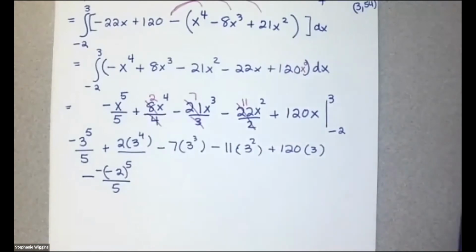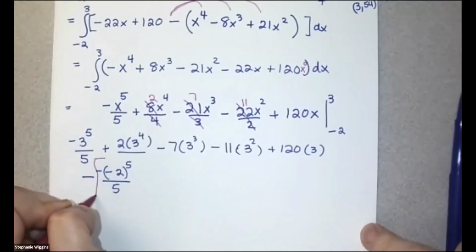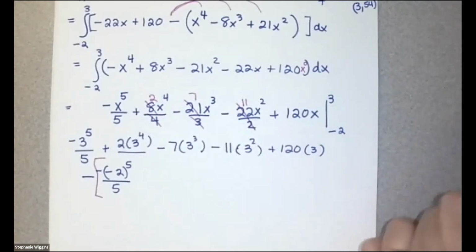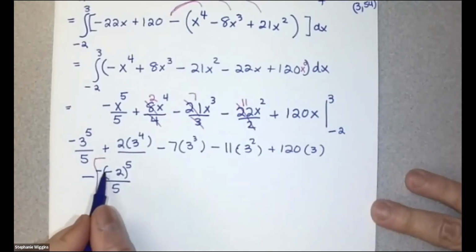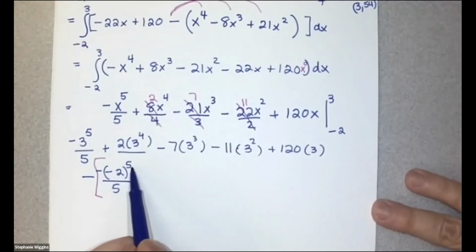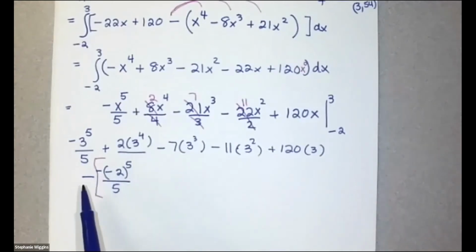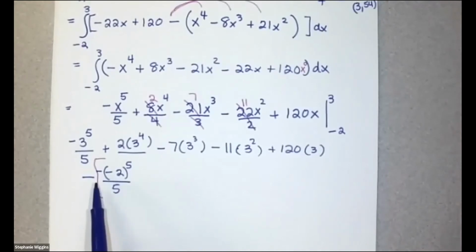So just to avoid confusion, let me put brackets around here. We're subtracting the whole thing when we plug in negative 2. So yes, we do have 3 negatives here. Negative 2 to the 5th is negative 32. Then you have a negative that becomes a positive 32. Then another negative becomes a negative 32 divided by 5. So, you know, it can be tricky with all these negatives.